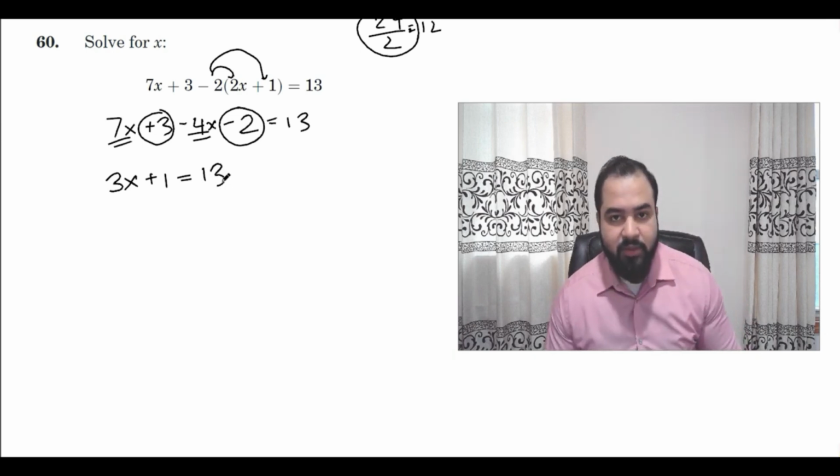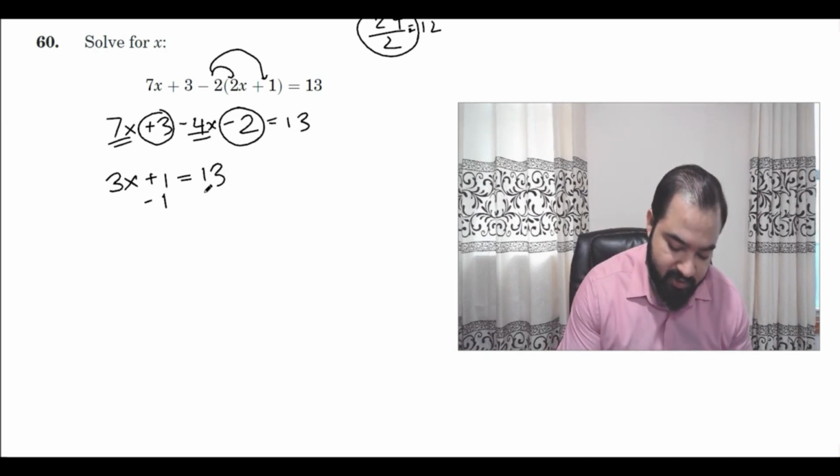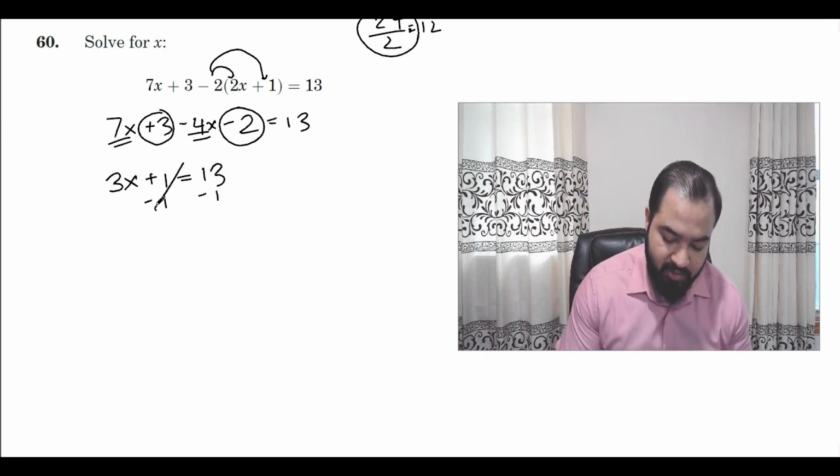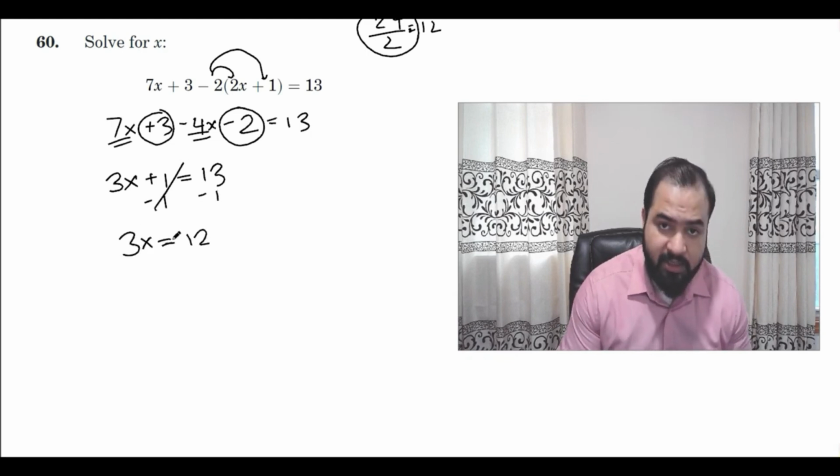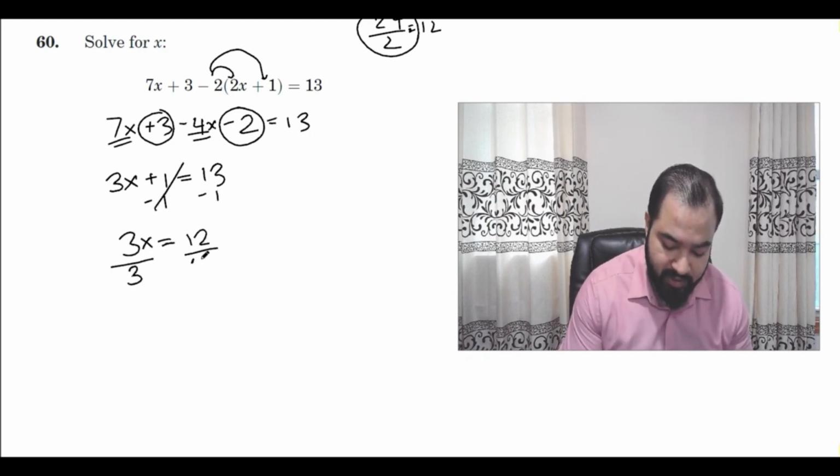Now what can we do? We can do minus 1 both sides. Okay, so we have 3x equal to 12. What is the last step, guys? Divide both sides by 3. So you get x equal to 4.